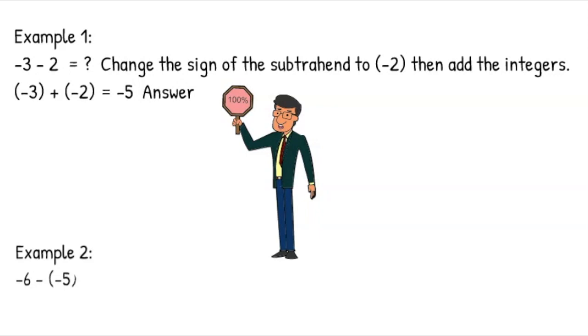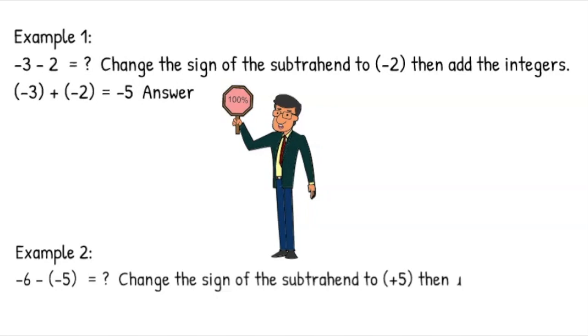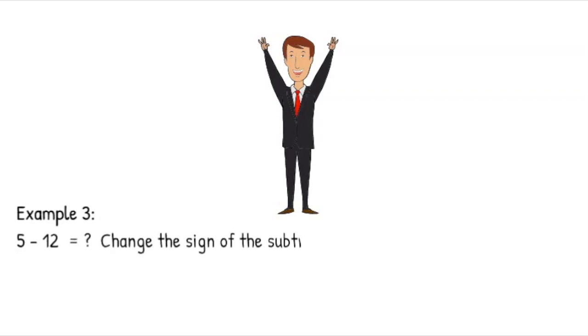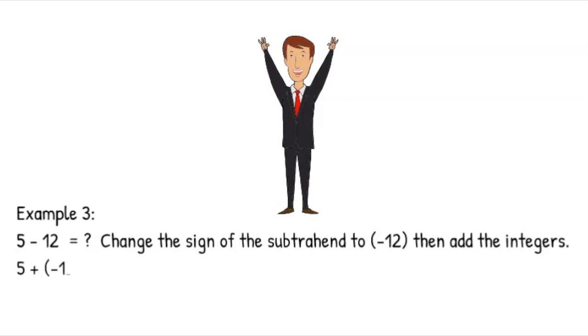Example number 2. Negative 6 minus negative 5. The subtrahend is negative 5. Convert the subtrahend to opposite sign positive 5, then add the integers. The final answer is negative 1. Example 3. 5 minus 12. Change the sign of the subtrahend to negative 12, then add the integers. Expression will then become 5 plus negative 12, and the answer is negative 7.